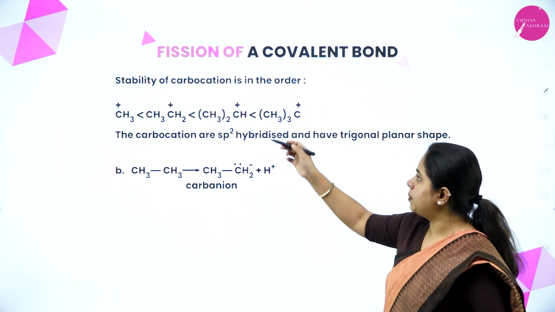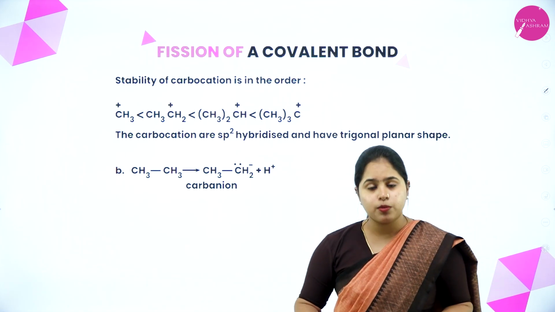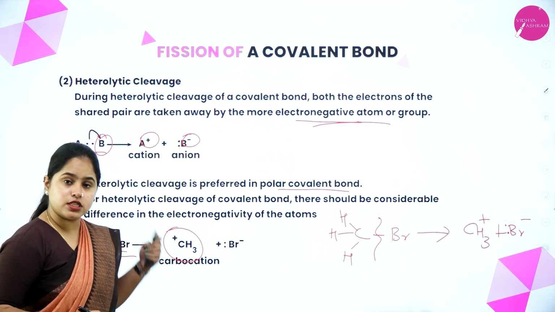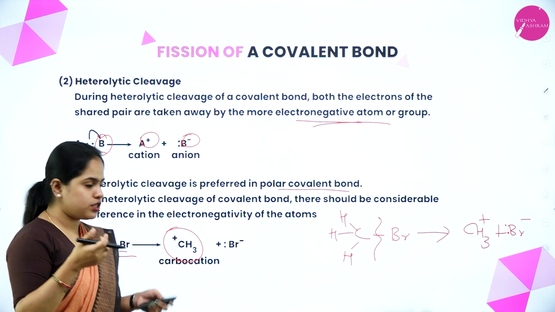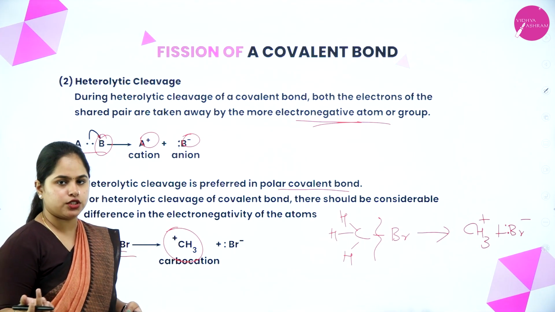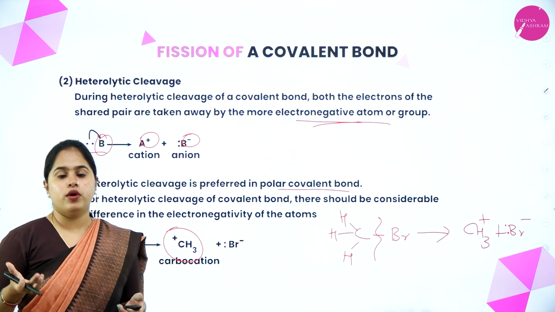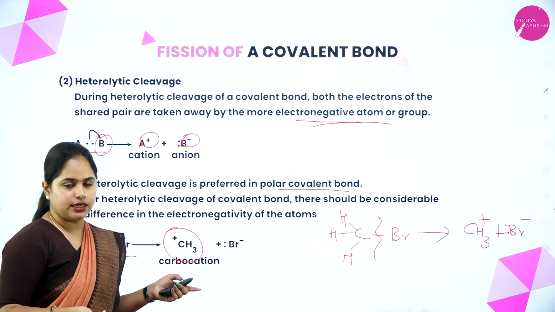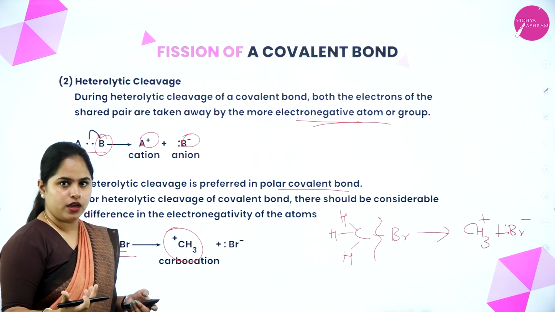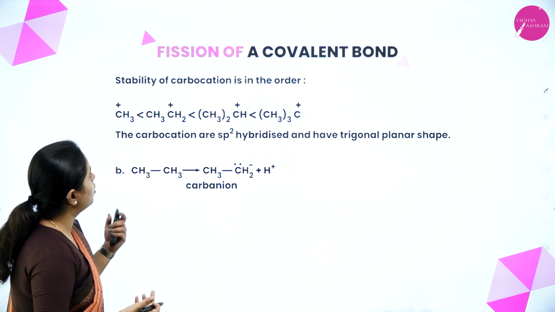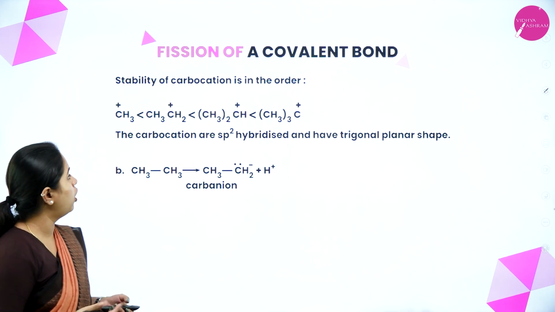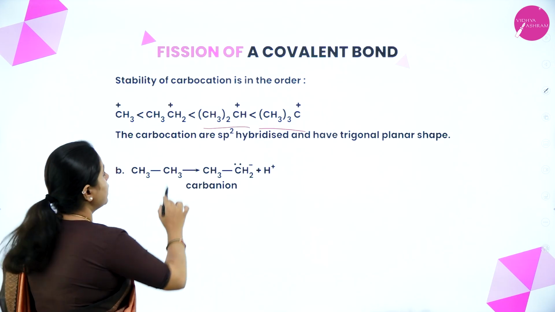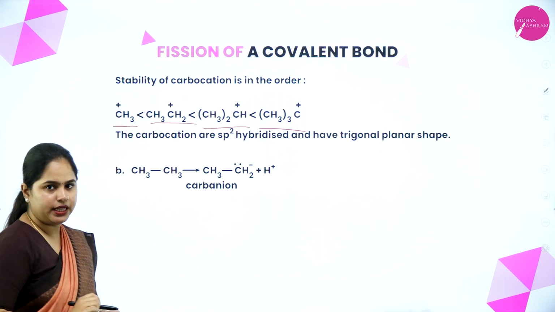Now coming on to the stability of carbocation. What is a carbocation? The species that is formed here is called a carbocation. Carbo stands for carbon and cation is positive charge. So when a compound undergoes heterolytic cleavage, the positive charge formed on the carbon atom is called a carbocation. Now we are going to study the order of stability of carbocation. The order of stability is tertiary, then secondary, primary and then methyl.